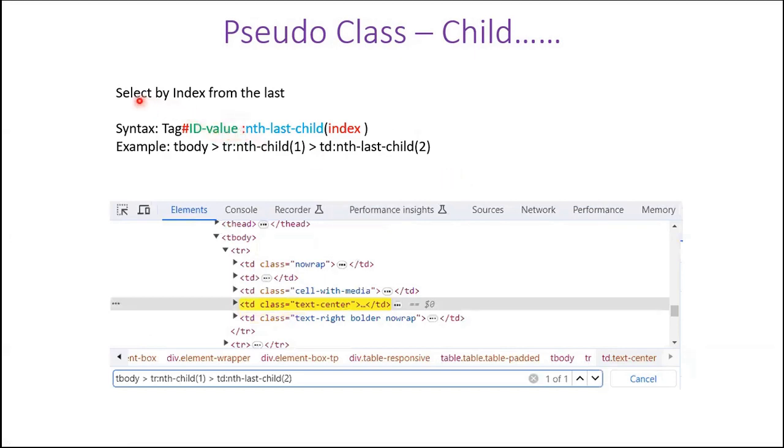Next is select by index from the last. When we directly pass the child index with nth child, it gives the index position from the top. But we can also find the element from the last. For example, here we need to pass nth last child and pass the index number. Here we are passing td nth last child 2, so it will give you the second last td, like you can see here.